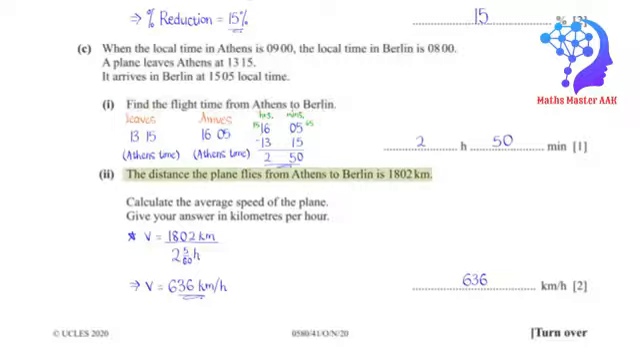The distance the plane flies from Athens to Berlin is 1,802 kilometers. Calculate the average speed of the plane. Give your answer in kilometers per hour. Speed is equal to distance traveled divided by the time taken. We have the distance traveled as 1802 kilometers, and for the time duration we have 25/60 hours. This gives us 636 kilometers per hour.